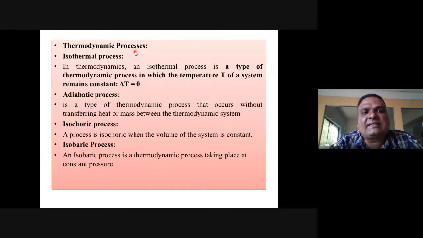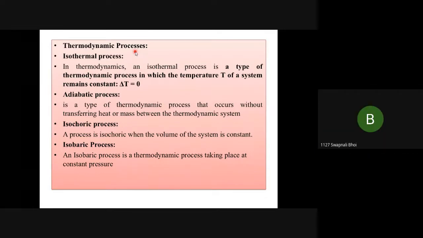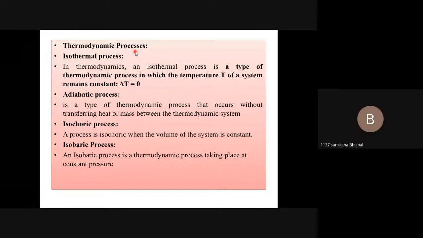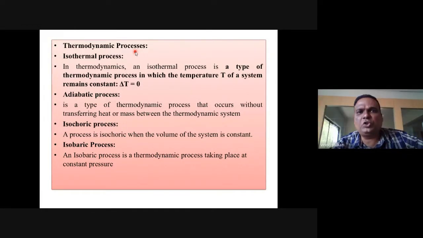When can we say that the system has undergone a thermodynamic process? When the system changes its state. Yes, very good. Whenever there is a change in the state of the system, we say that the system has undergone a thermodynamic process. Tell me, if the state remains the same, the pressure stays the same, the temperature stays the same, has a process happened? No. So if the state remains the same, there is no process.